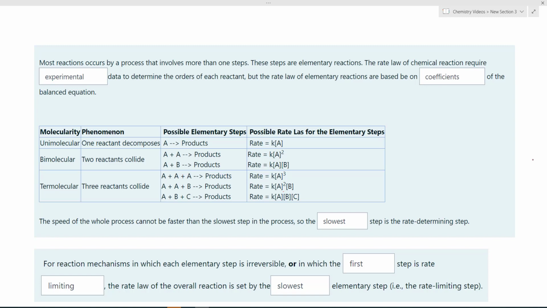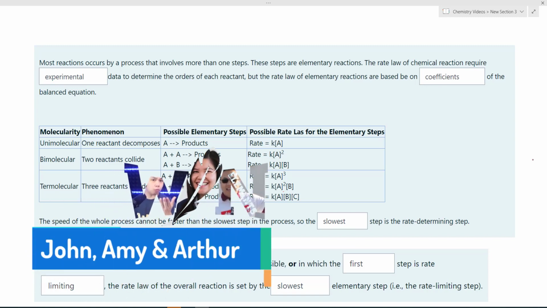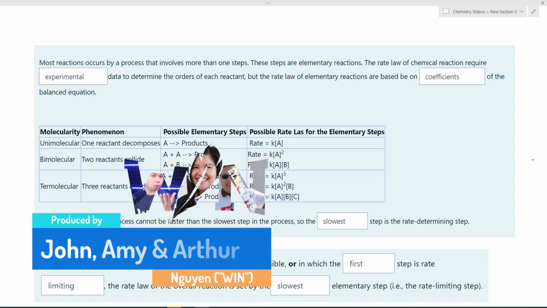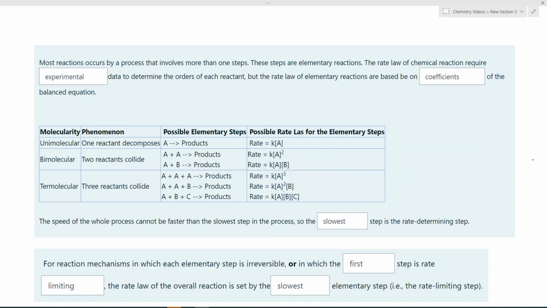In the previous lesson, we learned how to find the rate law using the experimental data of a chemical reaction, and we also learned how to use the data to determine the order of each reactant in the rate law. We also learned that most chemical reactions involve multiple steps. That is what this lesson is going to be about: the multiple steps that are involved in a chemical reaction.